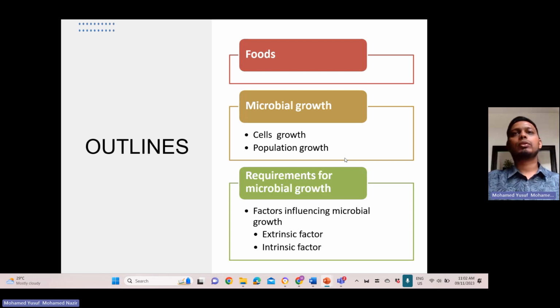And then we are going to look into the requirement for the microbial growth, focusing more on the factors that influence the microbial growth. There are two different factors that affect the microbial growth. Firstly is the extrinsic factor, and secondly is the intrinsic factor. We are going to look at what these factors are, and then from the knowledge that we have, how we can apply it to control the growth of the microorganism.